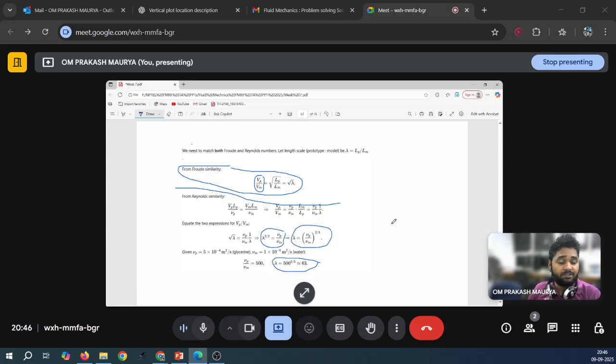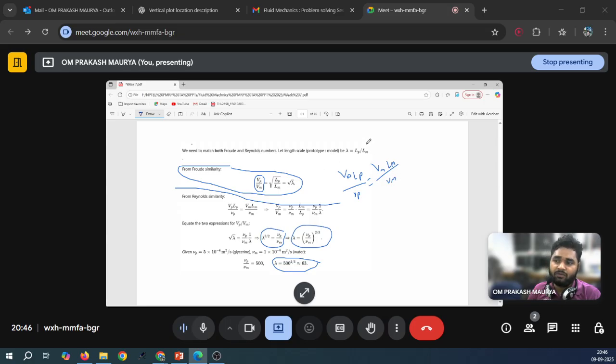But this question is very important. As you can see here, your Reynolds number I have just talked about. Let me briefly discuss. Lp Vp divided by kinematic viscosity of prototype is equal to Lm Vm divided by kinematic viscosity of model.